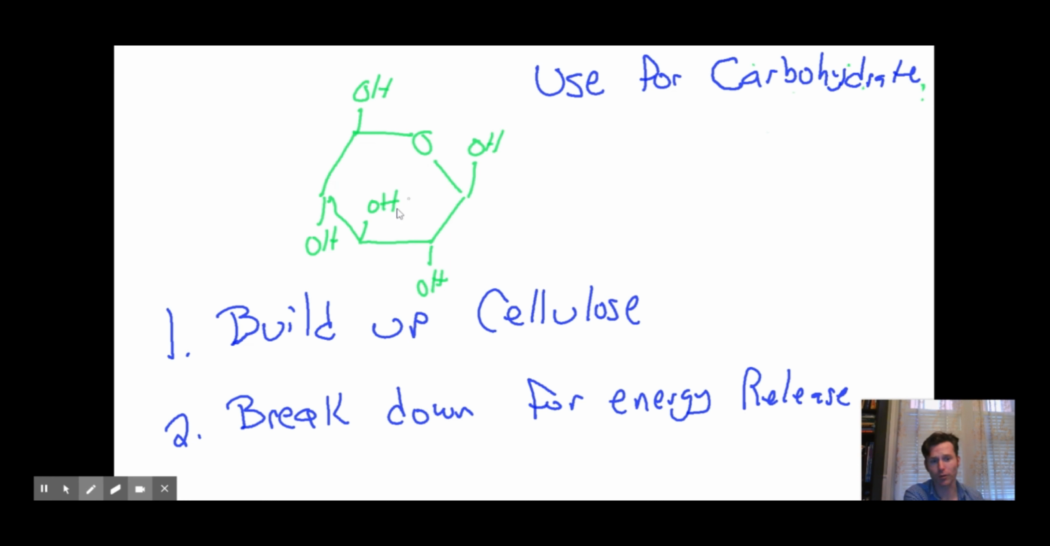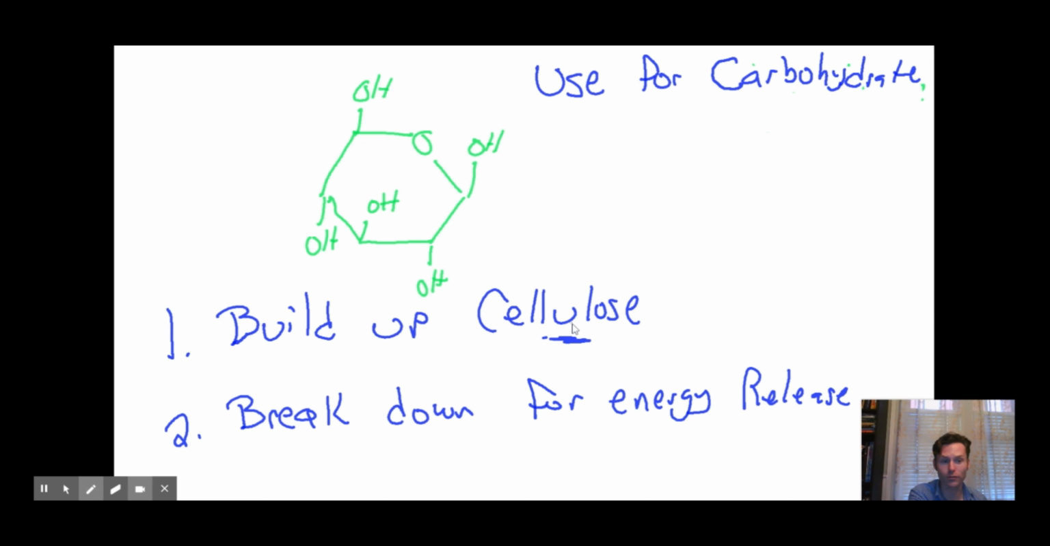So this is my glucose. This is my sugar that we just made through photosynthesis. And there's two things that can be done with this glucose. The first thing that could be done is that the plant can use this simple carbohydrate, this one ring, to build up more complex carbohydrates. Ultimately, a lot of those are going to be going towards the cellulose of the plant. And the cellulose is the structural component of the plant. Cellulose is what makes the plant stiff.